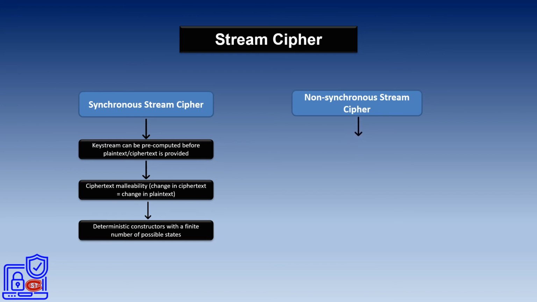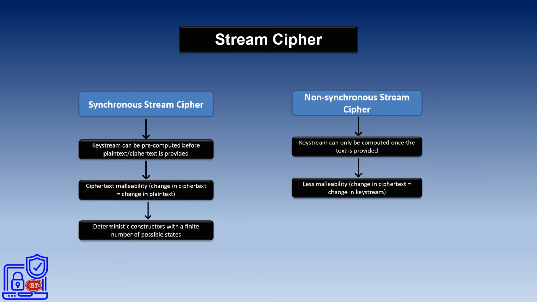Asynchronous ciphers are largely serial in the encryption process and the key stream can only be computed once the plaintext or ciphertext is provided. Changing the ciphertext changes subsequent key streams and so there is considerably less malleability and a degree of message authentication. They also allow easy synchronization at any point in transmission as the receiver can infer the key stream after an initial run-up of cipher bits, called self-synchronization.